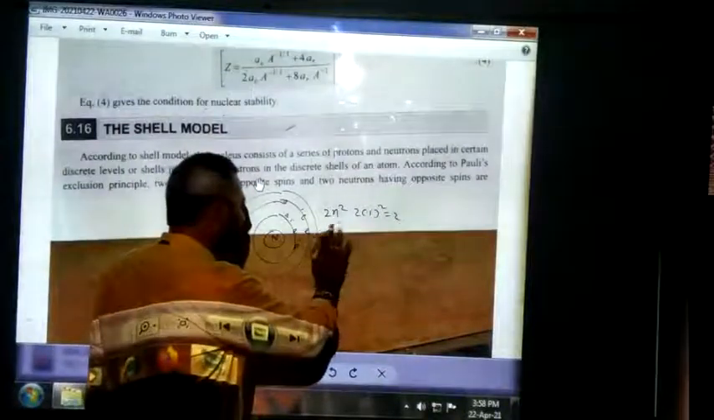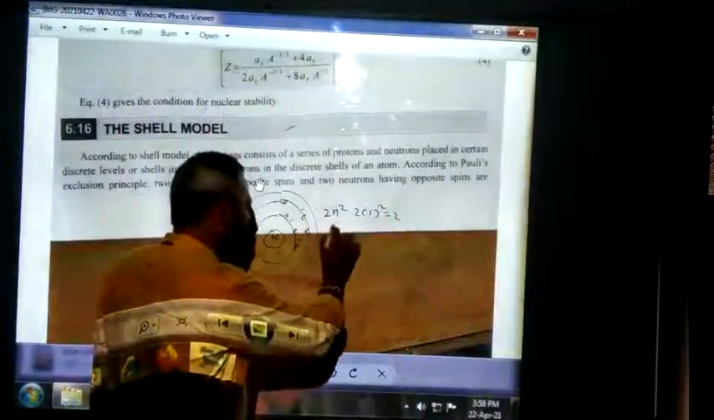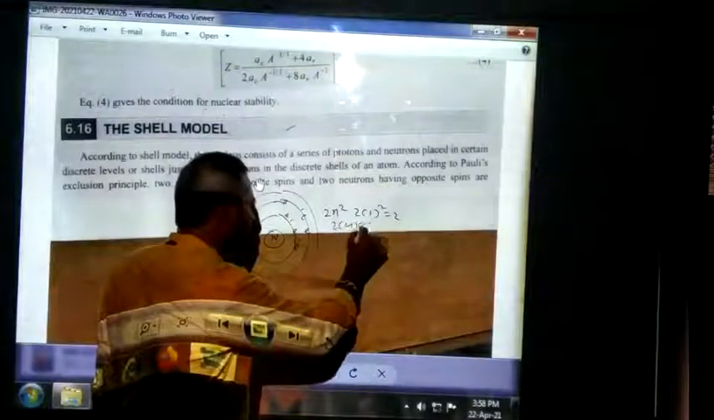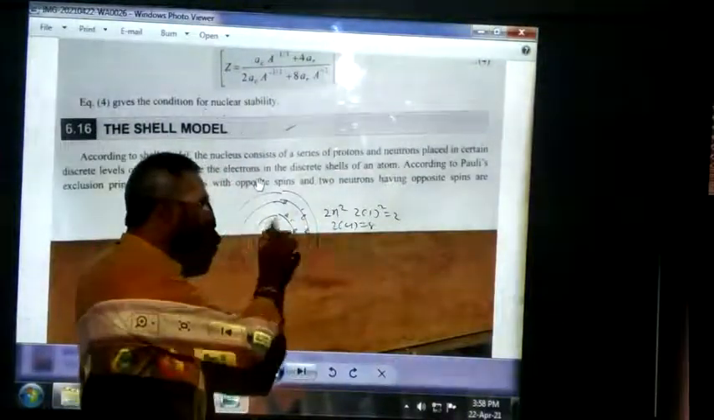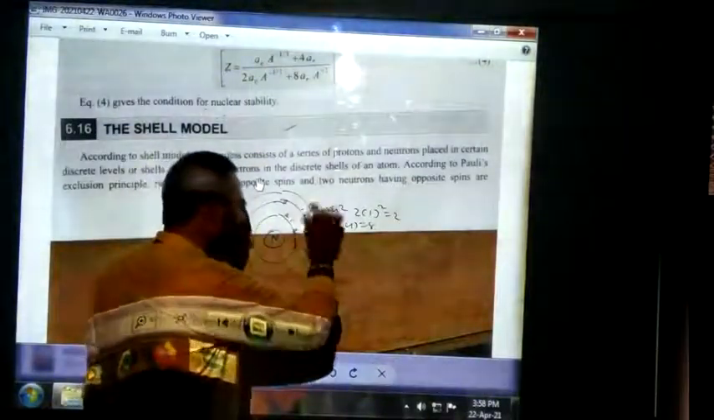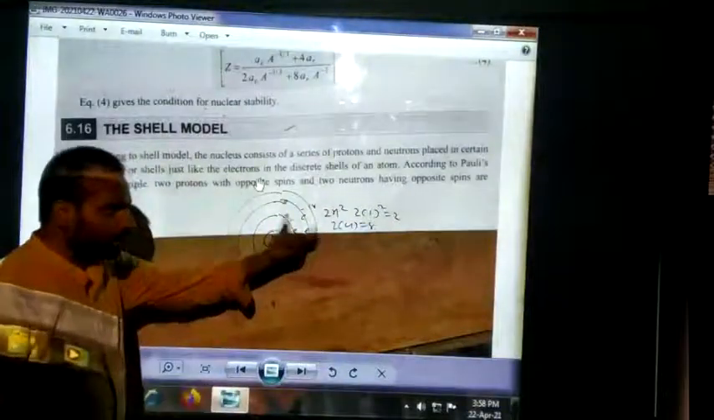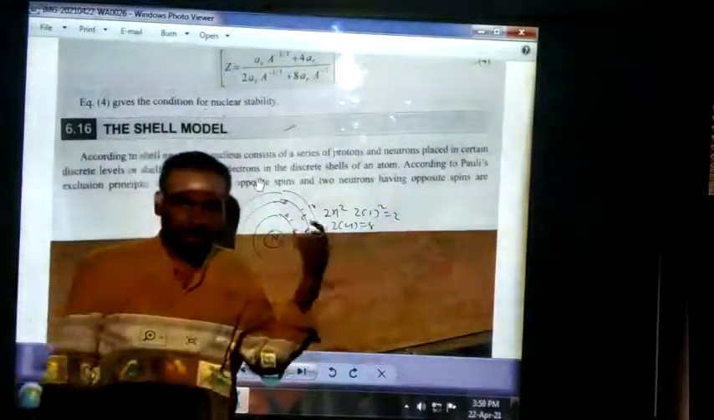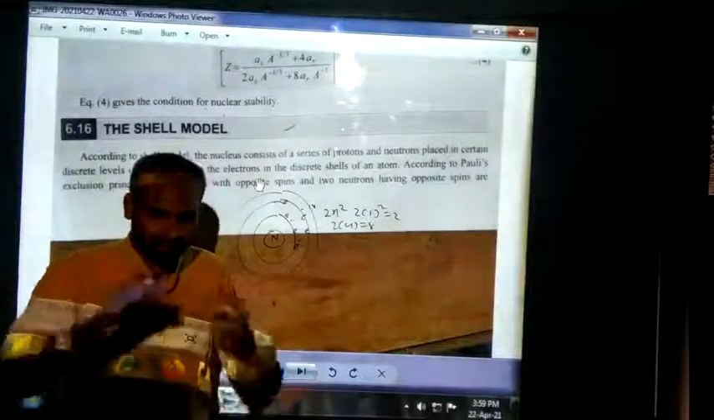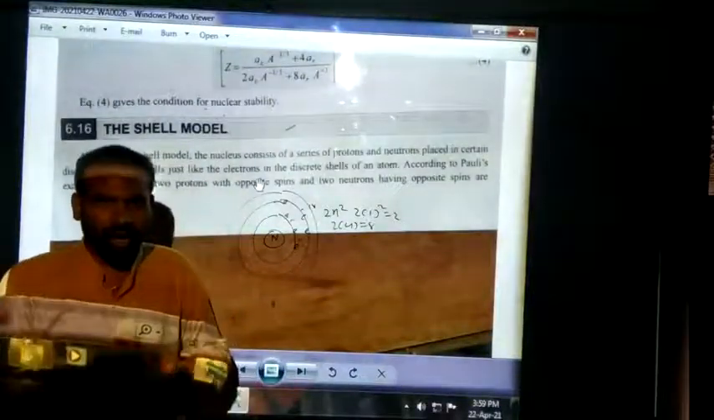In the next shell, if you take 2 squared, that is 4, 2 fours are 8. So in the next shell we have a maximum of 8 electrons. In the third shell, 18. According to this rule, the electrons will be filled in the atomic shells.